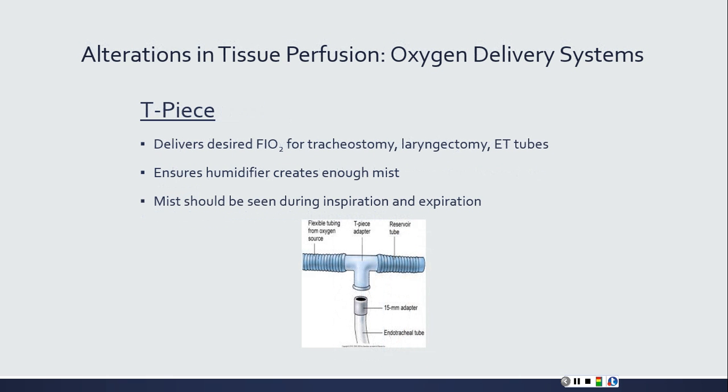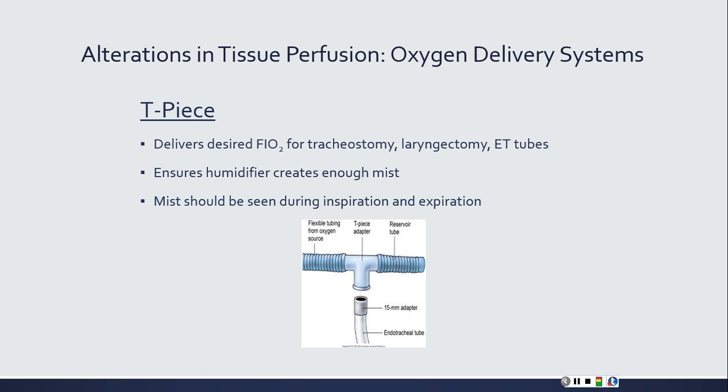All right. Next, we've got a T-piece. A T-piece delivers FiO2 for tracheostomy, laryngectomy, and ET tubes. So if you've got a patient on some type of tube, breathing tube, that's what they'll have, and it just basically clips onto the actual tube part.